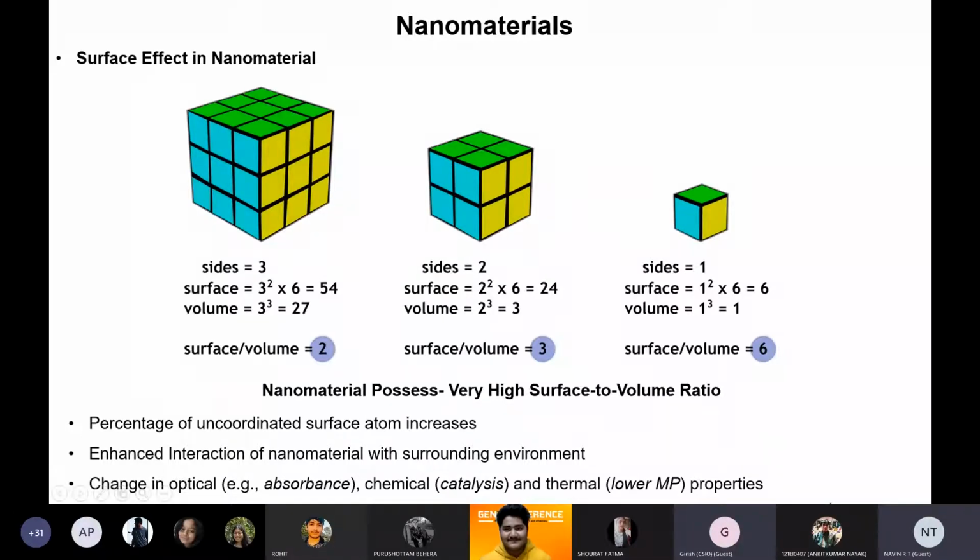So we see changes when we take iron. When we have iron, it is ferromagnetic in a bulk composition. But if we take it down to nanomaterial scale, it becomes superparamagnetic. What it means is that the superparamagnetic nanoparticles of iron do not possess as such magnetic activity, but when we bring any magnet near to them, they are quickly attracted to it.